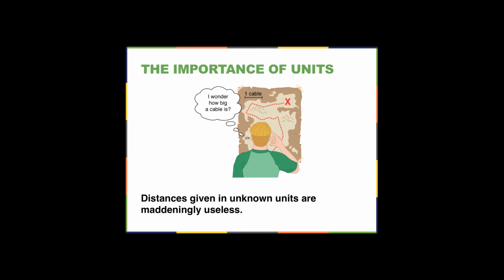In this case, a unit has been given, but the poor observer here doesn't know what it means. He's thinking, what's a cable? Or how long is a cable? So in order for this to be useful, you have to have some sort of way of translating cable into meters, which is the System International unit for length. So distance given in unknown units is maddeningly useless. A distance given without units is even more maddeningly useless.